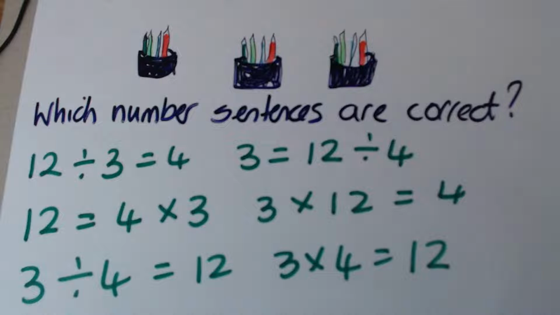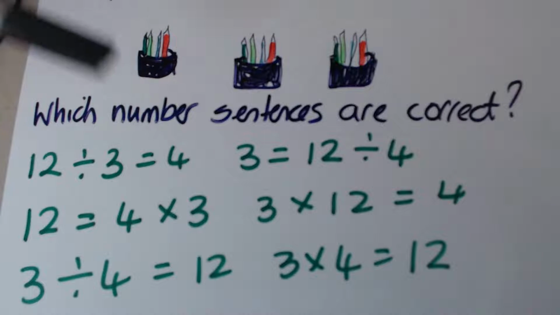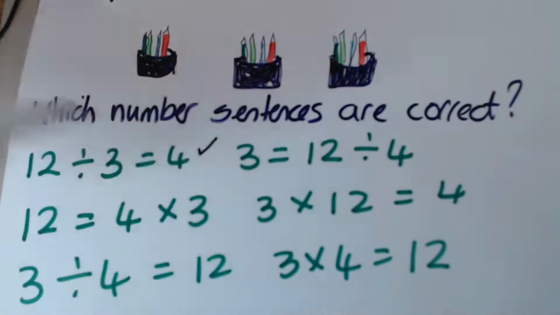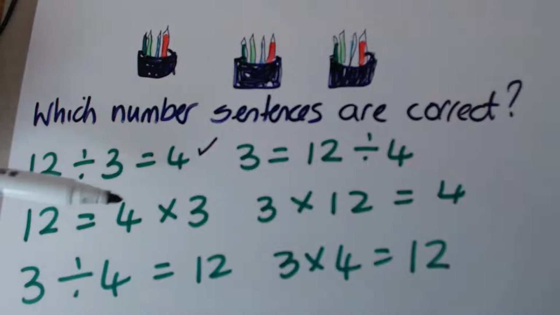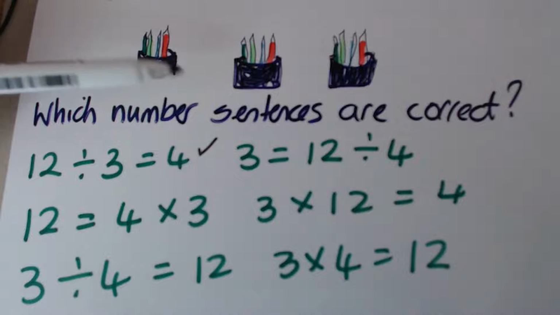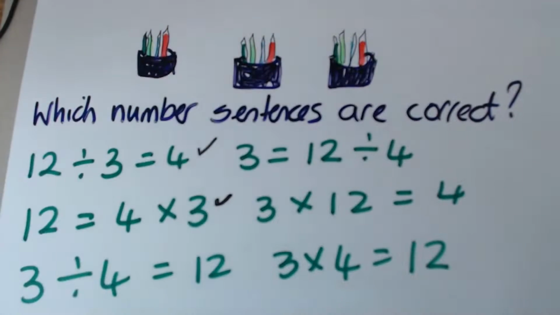So let us have a little look at what is right and what is wrong. 12 shared into 3 equal groups gives 4. Well, that is correct. There are 12 in total. When they are shared into 3 equal groups, you get 4 in each one. So that is correct. 12 is 4 times 3. And although there are 3 lots of 4 there, we know we can swap it over. So yes, 12 is 4 lots of 3. That is also correct.